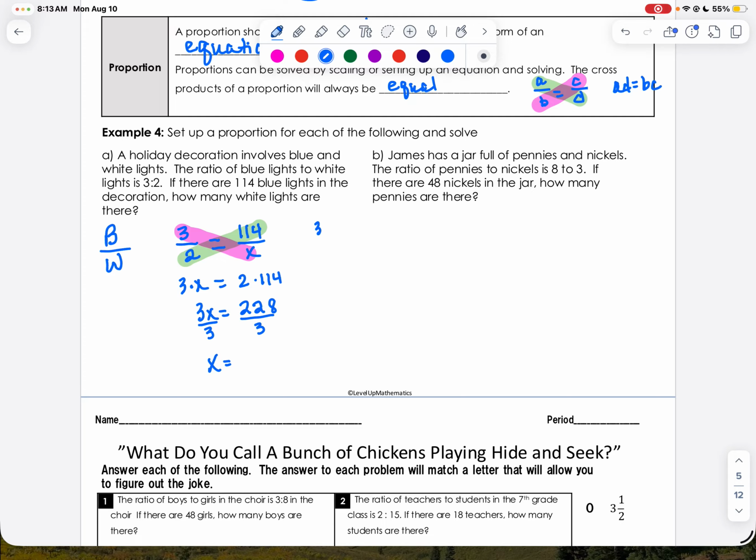So 3 goes into 228. 3 goes into 22 7 times. Subtract and bring down. 3 goes into 18 6 times. So this would be 76 white lights.